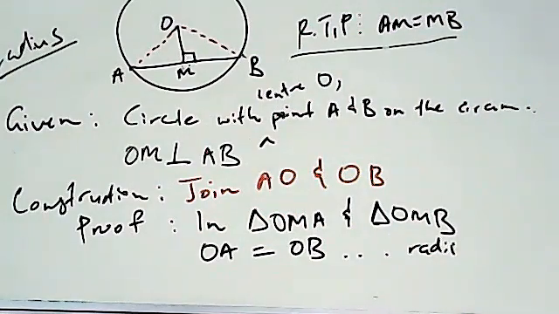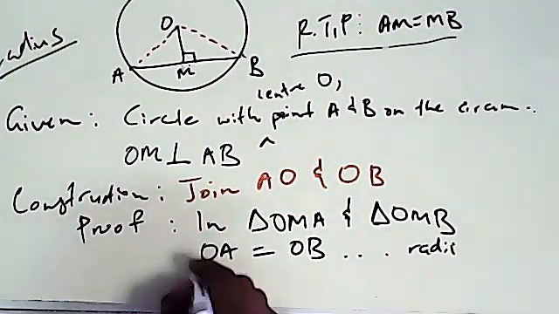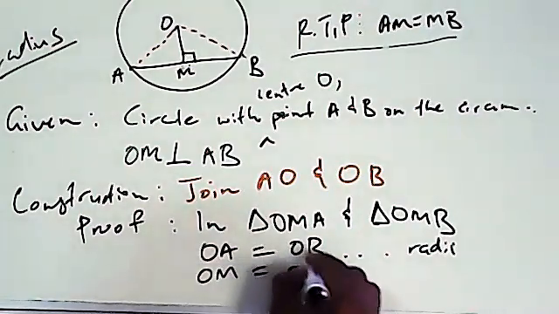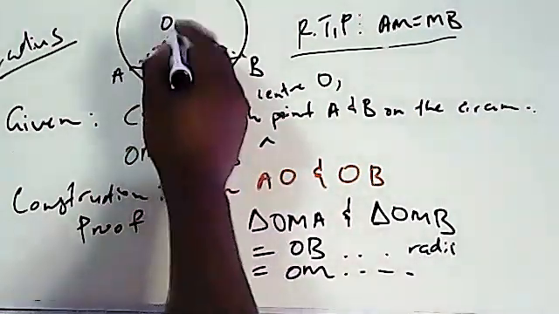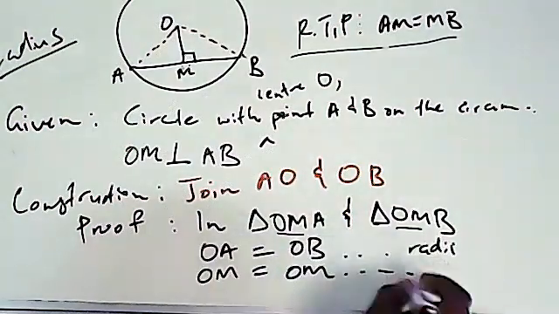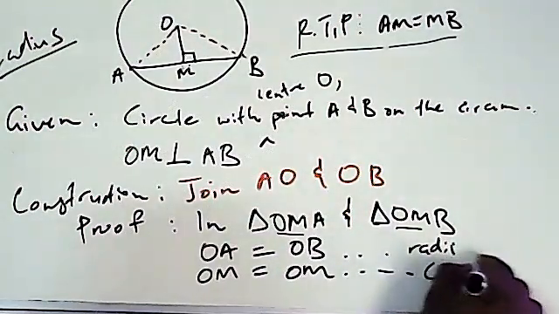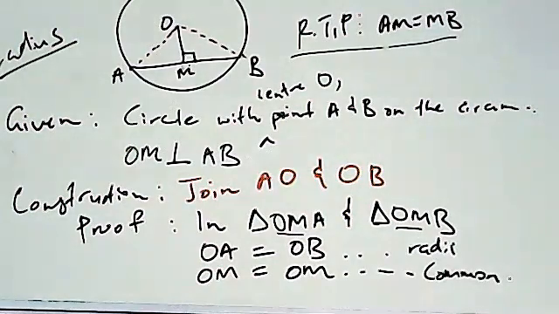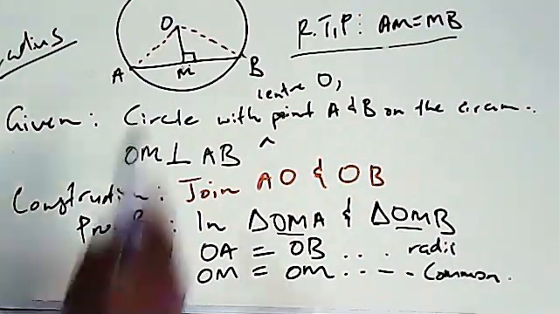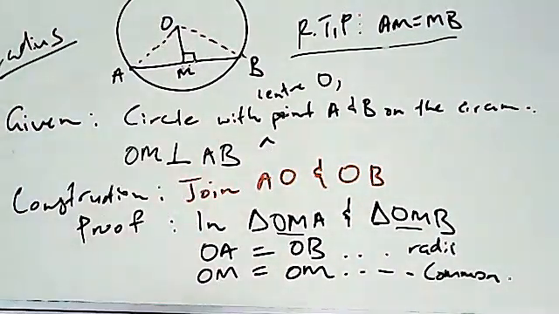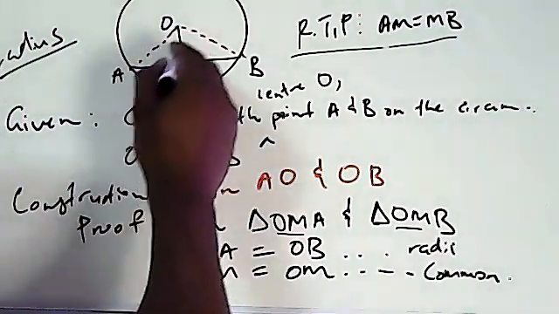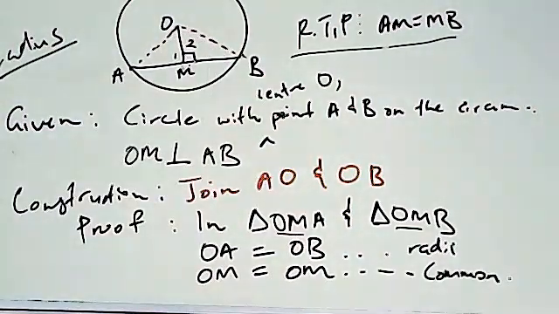After that, what follows next is that OM is equal to OM, and the reason is that OM is in both triangles, so the reason is common. Then we need one more statement. If this is 90 degrees, this is also 90 degrees. We can say this is M1 and this is M2. If M2 is 90 degrees, M1 will also be 90 degrees because the angles on a straight line give us 180.